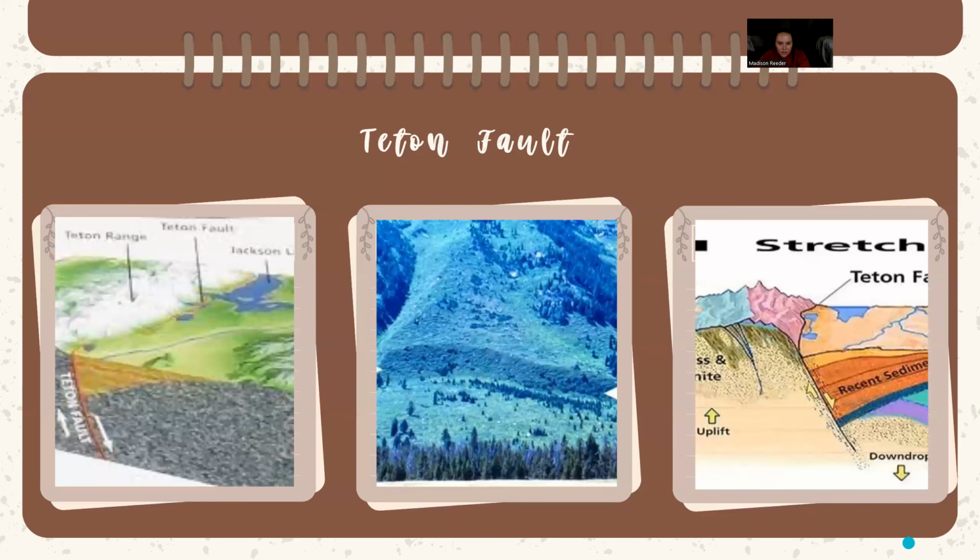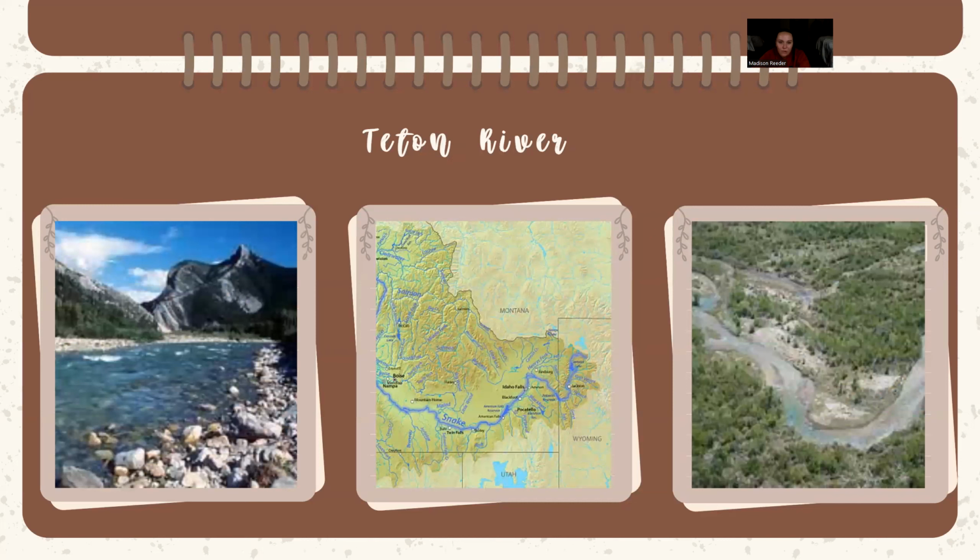Okay, so the next one I want to talk about is the Teton River. The Teton River is super interesting. So here's a little map of it. It's 64 miles long, and the Teton River feeds into Henry's Fork, which then feeds into the Snake.